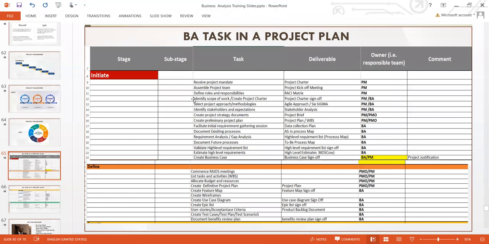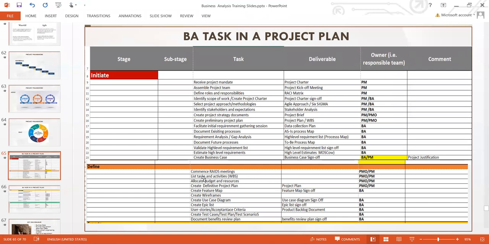Then we come to the define stage. See here, we've done our business case; that's our milestone in this stage. In the define stage, you commence the RAID meeting. The project manager or the PMO analyst will commence the RAID meeting to start looking at risks, because now the project has started properly. They've validated and approved the business case. Risk can come up at any point, so that is the reason you have to start your RAID at this point in time. It is the duty of the PMO analyst and project manager.